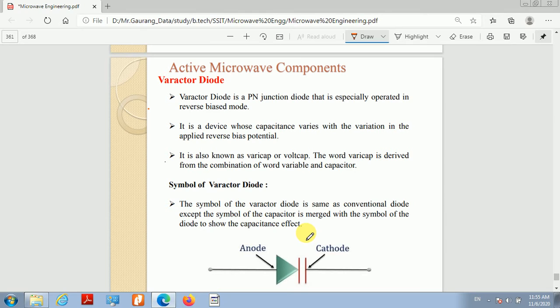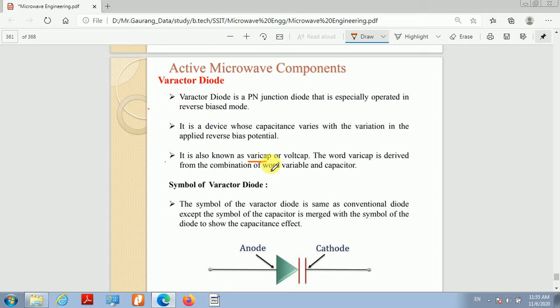Okay, so basically this is a PN junction diode and we have to operate it in reverse bias mode, and whenever it operates in reverse bias mode, its capacitance value varies in accordance with the applied reverse bias. This diode is also known as a varicap or volt cap.